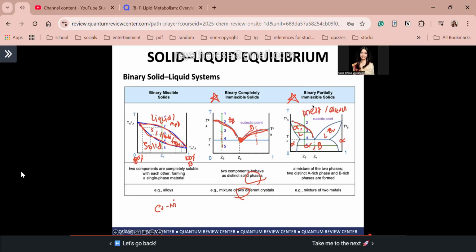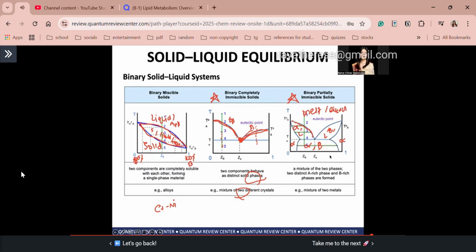Again, for a binary partially immiscible solid, you also have alpha and beta phases, because they are partially immiscible, or partially miscible. Then guys, you don't have to analyze what is happening in the melting within the phase diagram. The most important thing is that you know the shape of the phase diagram of these types of solids. Again, this is for the binary partially miscible or immiscible solids.